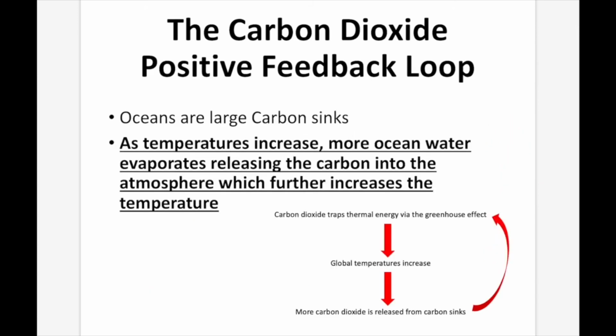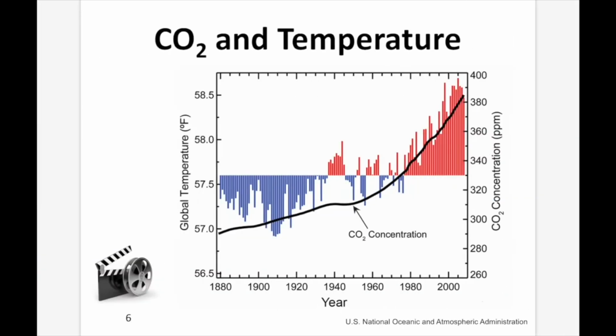So oceans are large carbon sinks, and as the temperature increases, more ocean water evaporates, releasing the carbon into the atmosphere, which further enhances the temperature, which further increases the temperature, as we just talked about. So again, just taking a look at our graph, we can see an increase in temperature and an increase in carbon dioxide are directly connected to each other. So what I'd like you to do is pause the video and take a look at number 6.